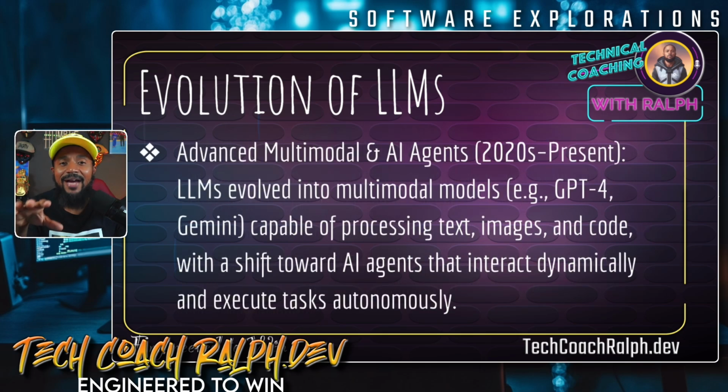Now, the advanced multimodal models and AI agents, the 2020s to the present, which is only 5 years, right? Look how fast we've evolved. Large language models evolved into multimodal models, for example, GPT-4 and Gemini, capable of processing text, images, and code, with a shift toward AI agents that interact dynamically and execute tasks autonomously.